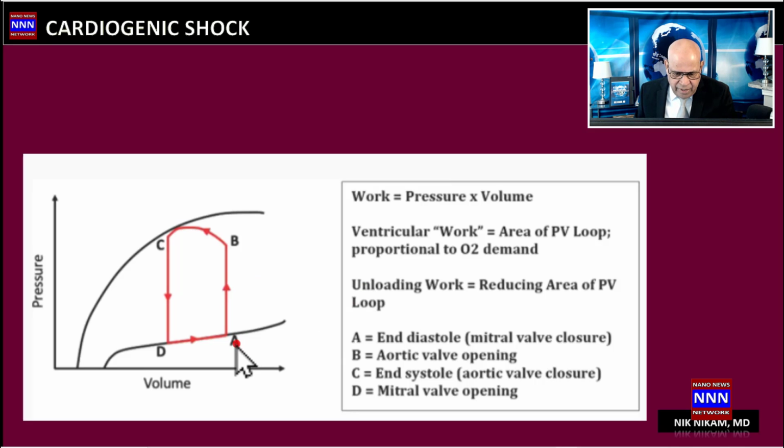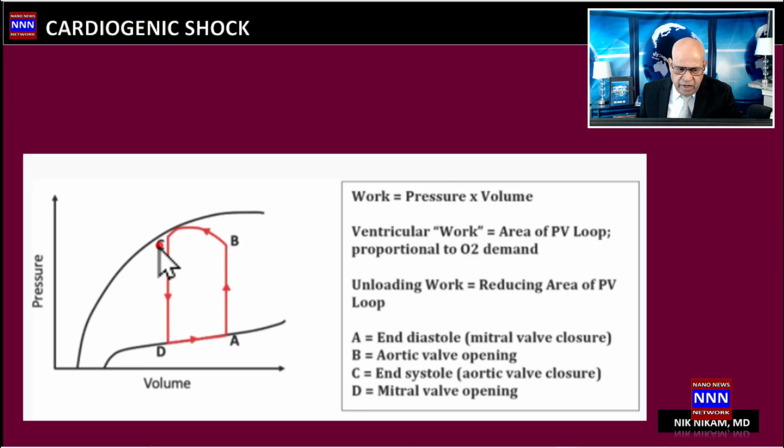Anyway, point A is the end diastolic status. That's where the mitral valve is closed. That's where the aortic valve is closed. The ventricle is in an isovolemic contraction phase. And once it goes through the isovolemic contraction phase, you reach point B when the aortic valve opens. As the aortic valve opens, there is the rapid ejection phase followed by slow left ventricular ejection phase, at which time point C represents the closure of the aortic valve.